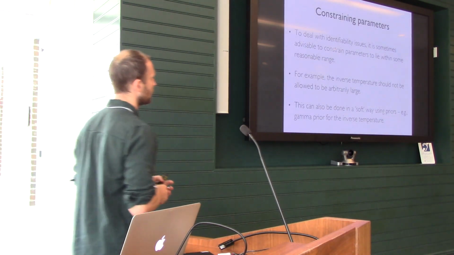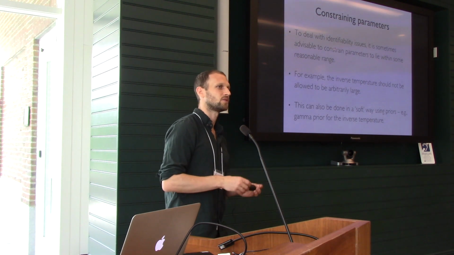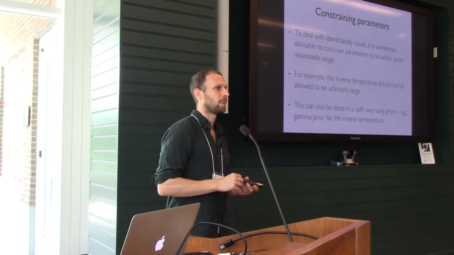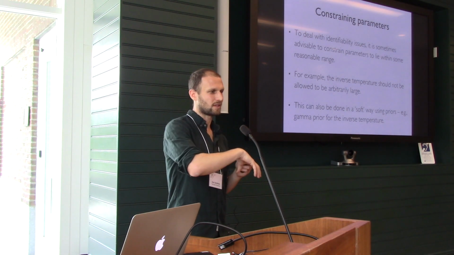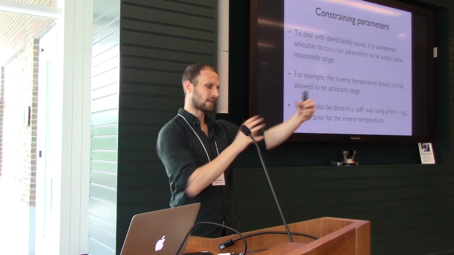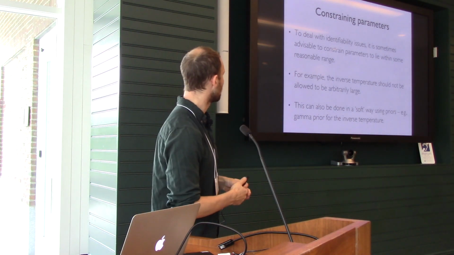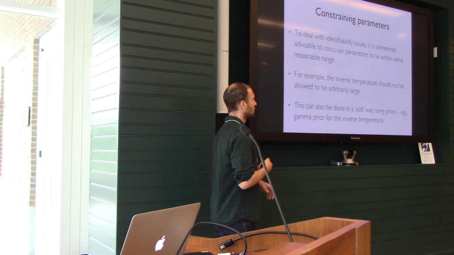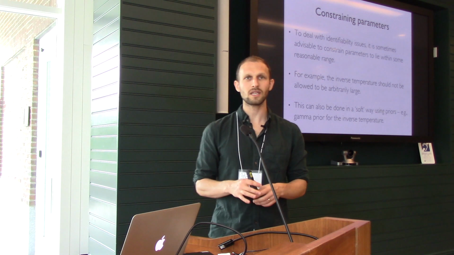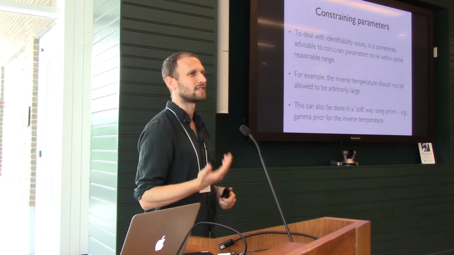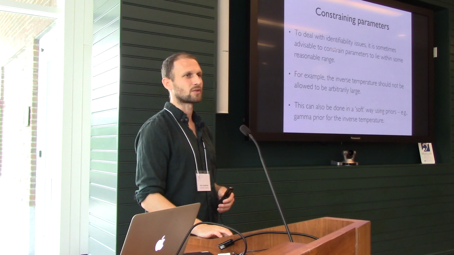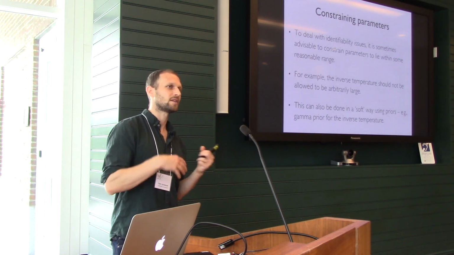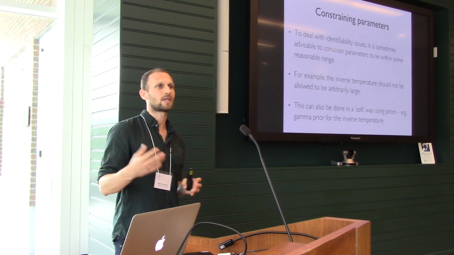So one way to deal with this identifiability issue is to try to constrain the parameters, to basically restrict that parameter space in such a way that the region of this equiprobable contour is smaller. So for example, the inverse temperature should not be allowed to be arbitrarily large. If you assume that there's always some irreducible stochasticity in a subject's responses, then the inverse temperature can't be arbitrarily large.